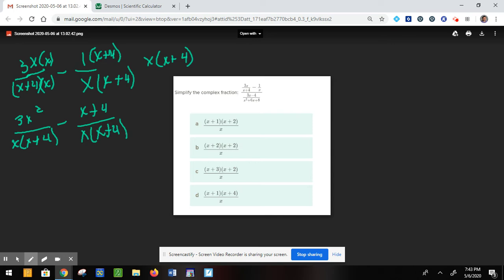Now when you subtract, you're going to get 3x squared minus x minus 4. That's minus 4 because essentially the x plus 4 is in parentheses. We're just bringing that negative sign to both the x and the 4 when you subtract. All of that is over x times x plus 4.